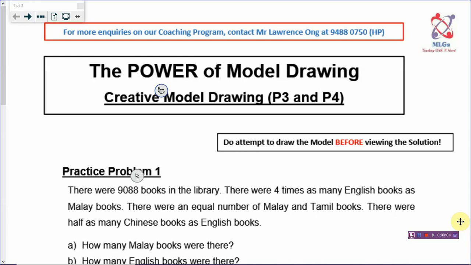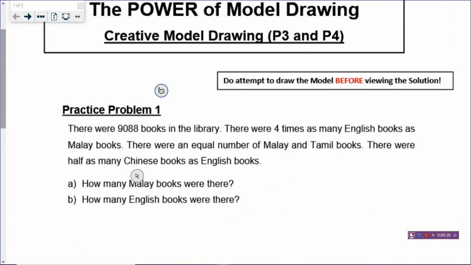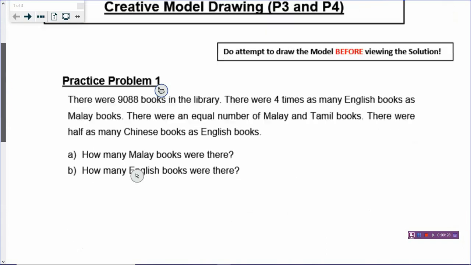Now, today we are going to go into our first online lesson on how to draw out a problem creatively. The whole objective is not to solve the problem, but to focus on every sentence and draw out sentence by sentence. It's a good method for those students who are very weak in their math. So they should try to draw out the model. Alright, so let's go straight into problem 1, and let's see how we draw out these problems.